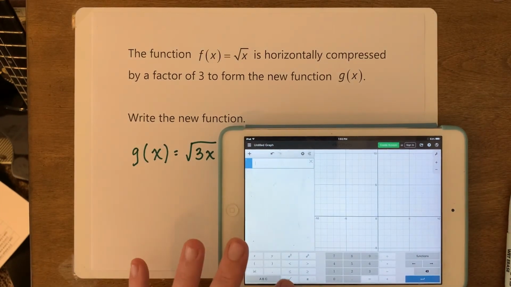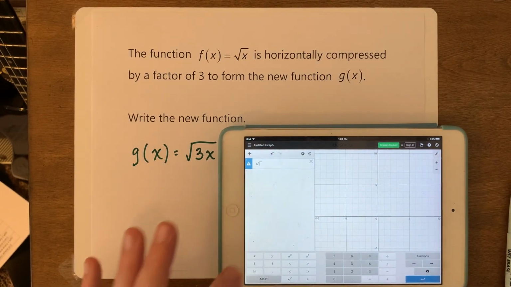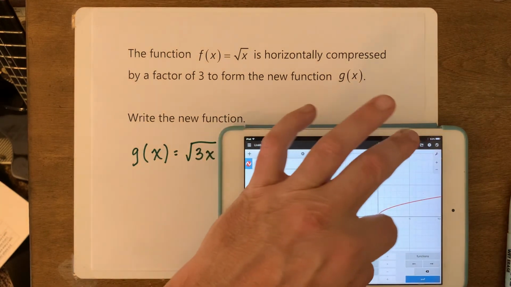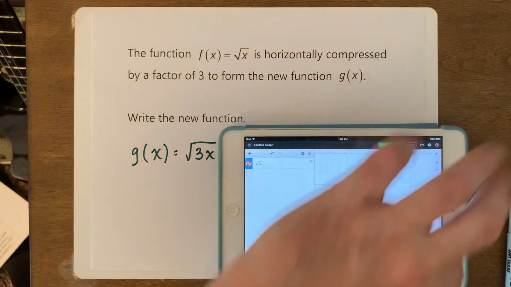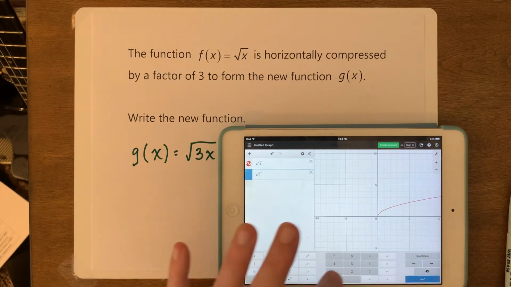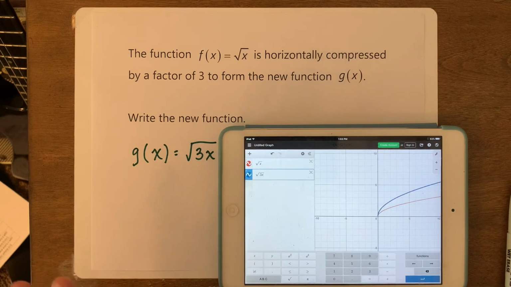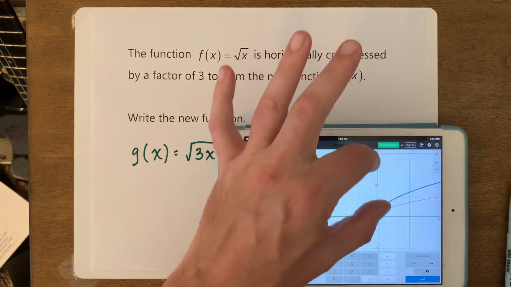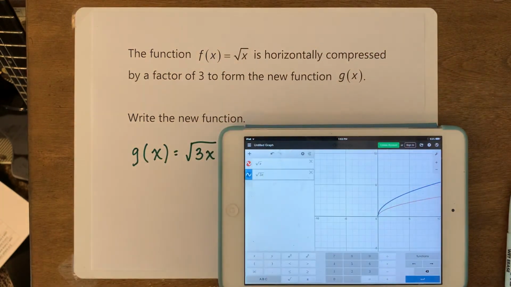Okay, so we've got square root x. That's our parent function, and that's exactly what it looks like. Kind of looks like half of a parabola that's been twisted over this way. Kind of think about it that way. Now, let's do the square root of 3x, okay? And here's what was supposed to happen again. The points are being pushed horizontally toward the y-axis. Is that what's happening? Yes. The points are being pushed horizontally towards the y-axis. We can see that when we compare the two graphs.